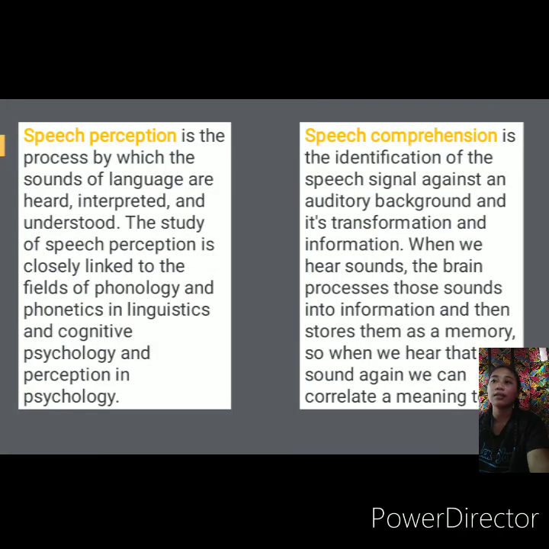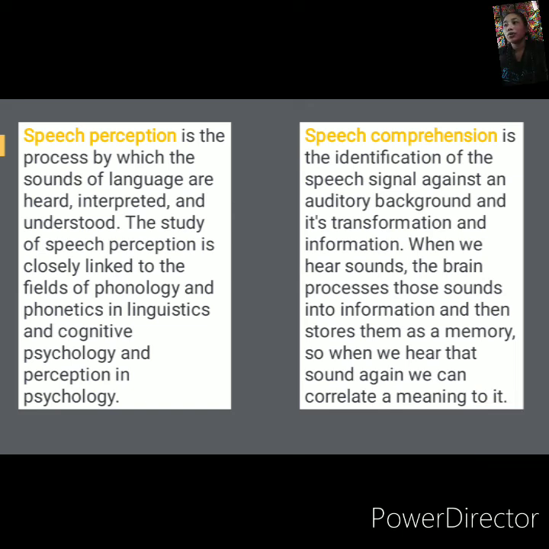So, what is speech perception? It is the process by which the sounds of language are heard, interpreted, and understood. The study of speech perception is closely linked to the fields of phonology and phonetics, linguistics, and cognitive psychology and perception. What is speech comprehension?